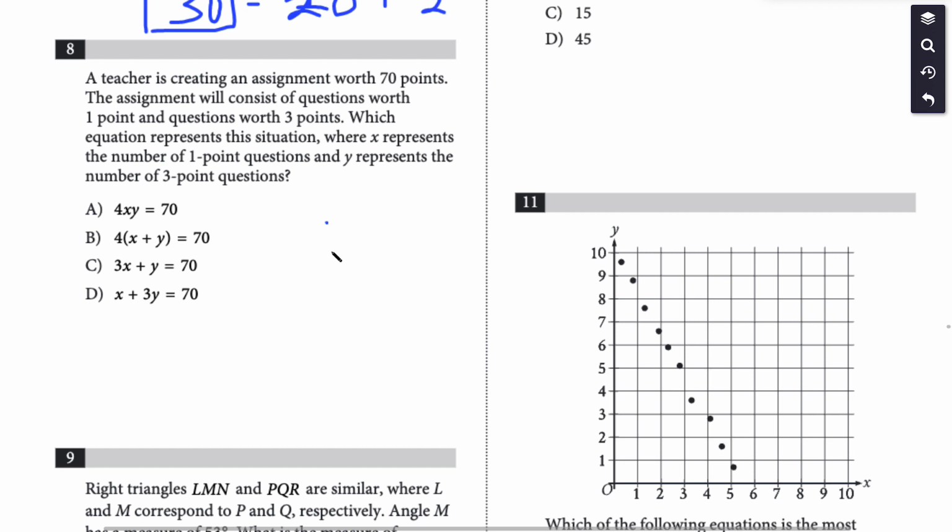So looking at these equations, the one that makes the most sense based on what we just read should be D. Right? It says x represents the 1 point questions and y represents the 3 point questions. So D makes the most sense for that one.